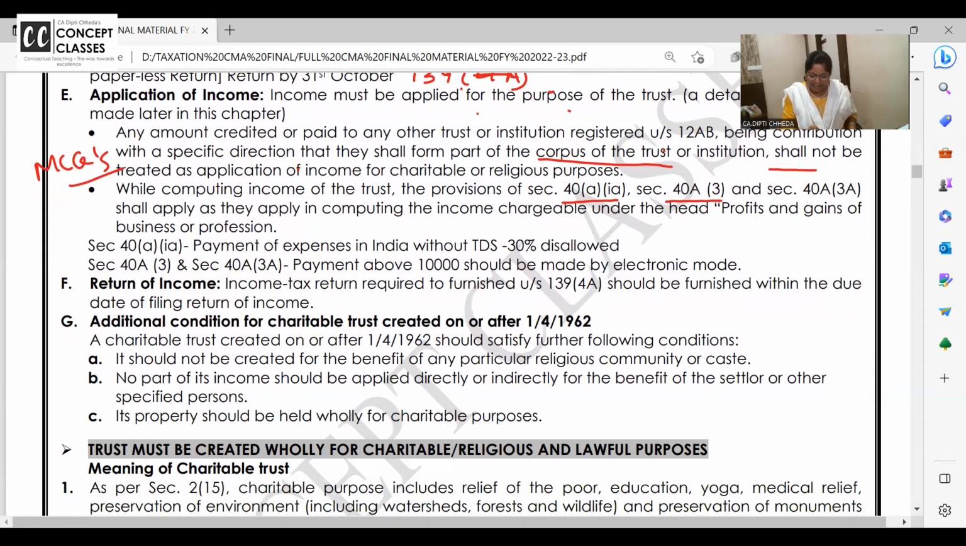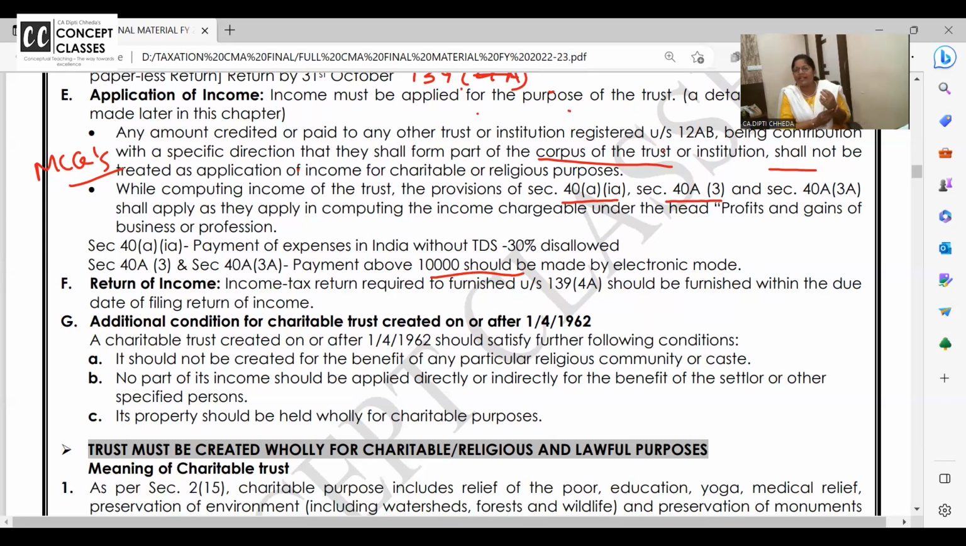Same way, 40A(3) says payment above 10,000 should be made by electronic mode. You remember or not? If not, I am here to teach you from the scratch. Many students have had gap from inter. Just today afternoon, I talked with inter students who cleared both the groups in January 23. And I was literally telling them that the smart thing is you write direct taxes, GST, these exams in December 23. Because right now your income tax, GST is all fresh. Again, one more year's gap and again amendments will come. If you are doing internship, fine, but still there should be no gap.